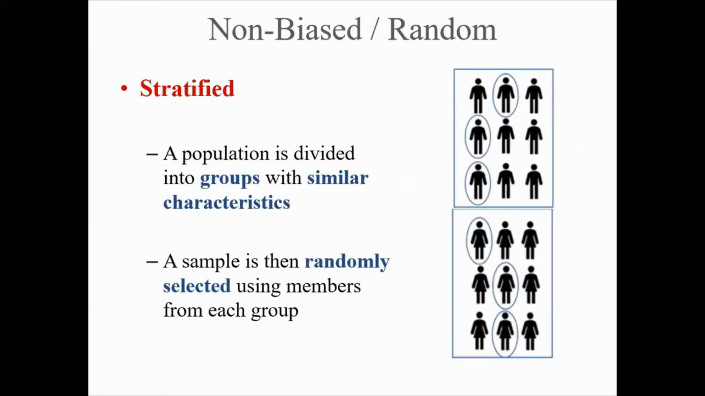The next one we're going to look at is stratified. Now, this one is where the population is divided into groups with different similarities. And then a sample is randomly selected using the members from each group. So in this one, we're going to group the boys together. We're going to group the girls together. And then we're going to randomly select from each group and then collate that. Yeah? All right, the next one.